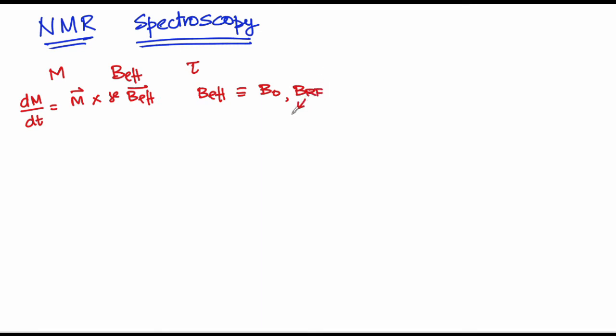This RF field is composed of the amplitude B1 and the oscillation frequency omega RF. This omega RF, when set slightly different from that of omega naught for a given spin, results in an offset, which is given by omega naught minus omega RF.